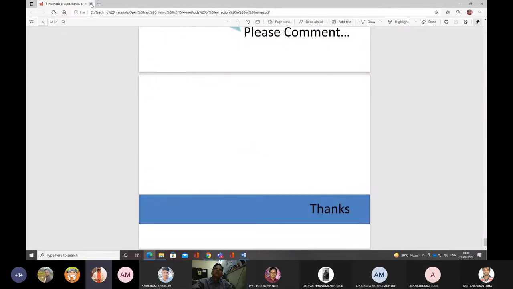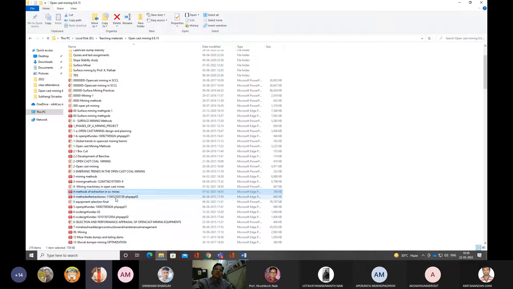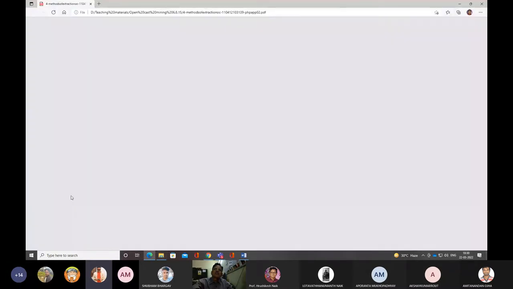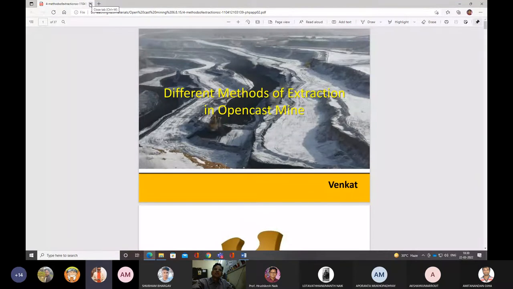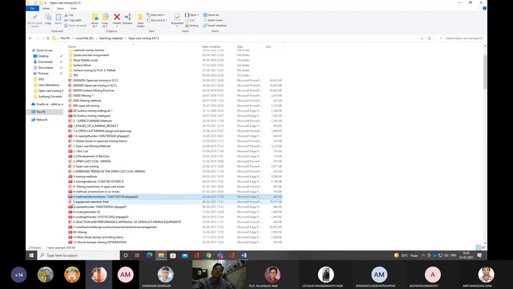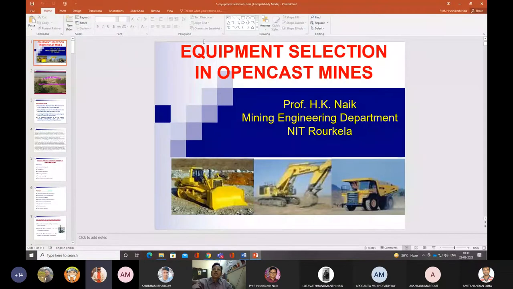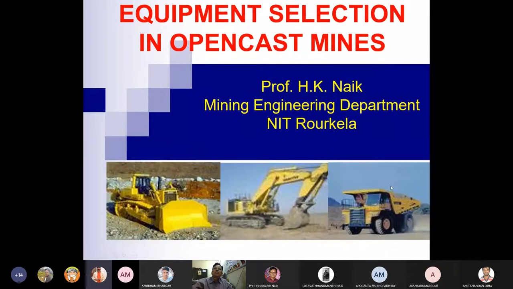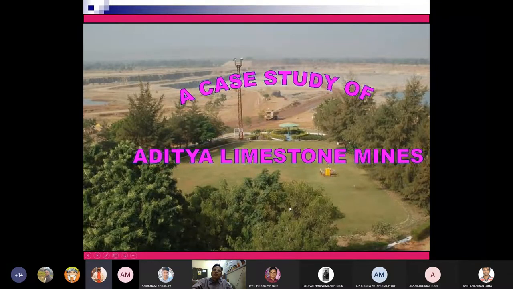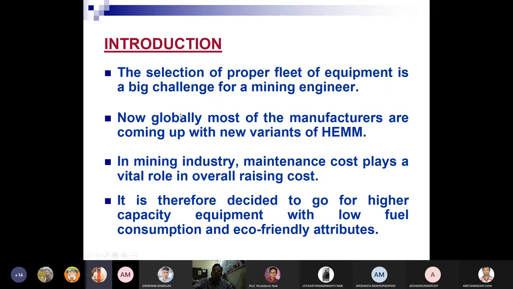Okay, so let us go to the methods of extraction. This is the same thing. Equipment selection. So we were discussing the selection of equipment in open cast mines. Equipment selection in open cast mines. This is the case study of Aditya limestone mines. So the selection of the proper fleet of equipment is a big challenge for a mining engineer.